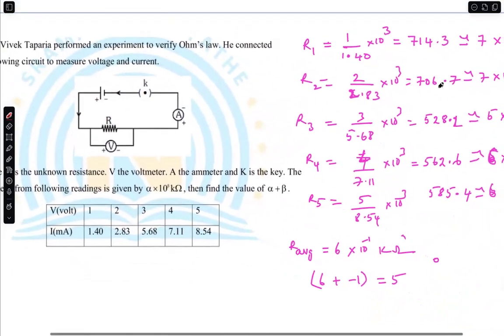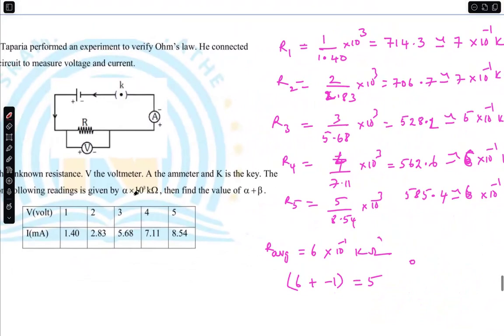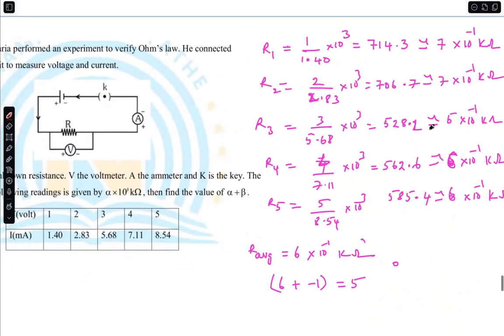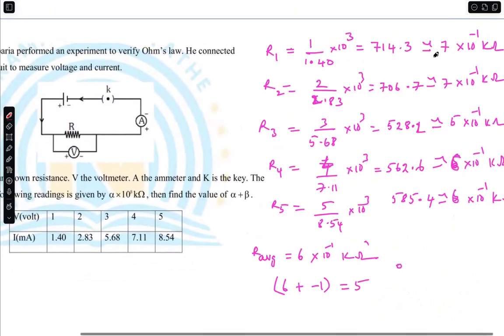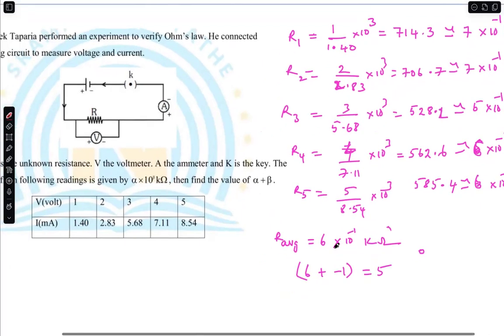I have determined 4 cases. See, you want to express it in this terminology. So I have expressed it, rounded off, as 7 into 10 power minus 1 kilo ohm, 7 into 10 power minus 1 kilo ohm, 5 into 10 power minus 1 kilo ohm, 6 into 10 power minus 1 kilo ohm. Average is 6. Remember, I got 6.2 actually, but again, you want to express this in one single term. So 6 into 10.